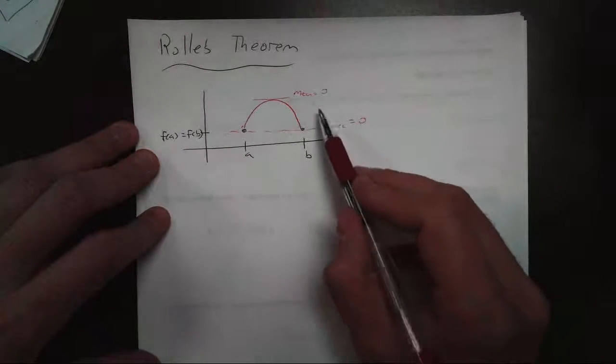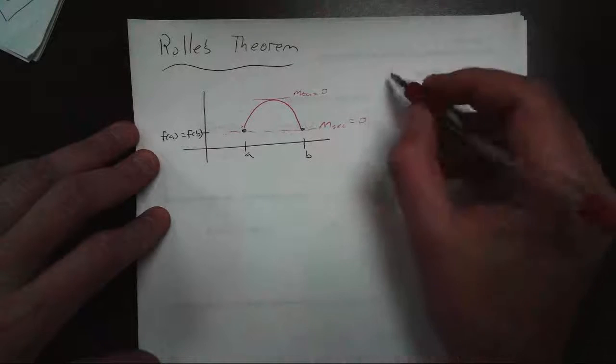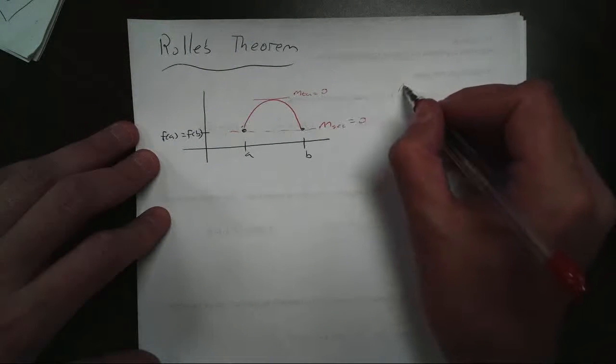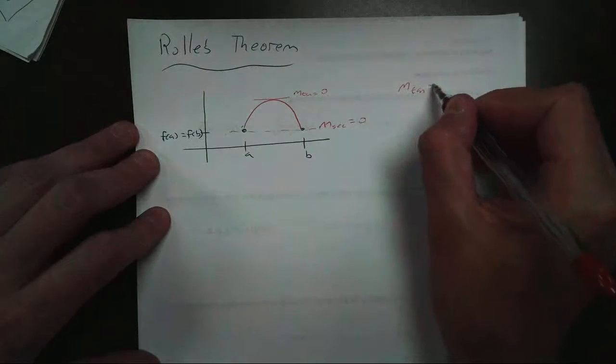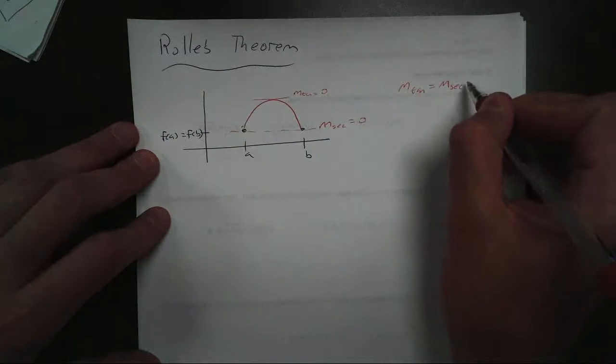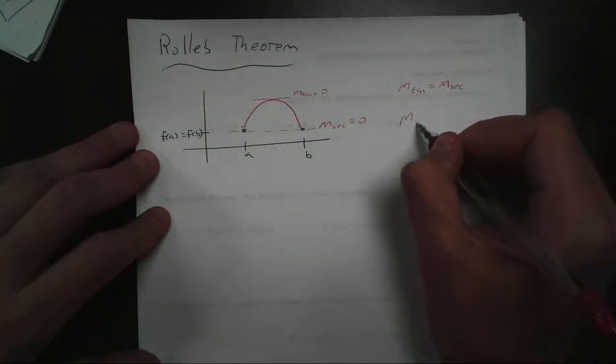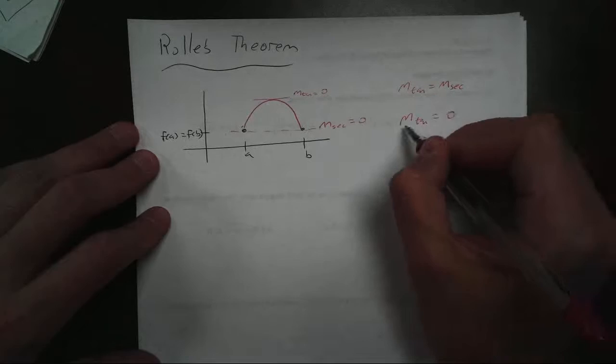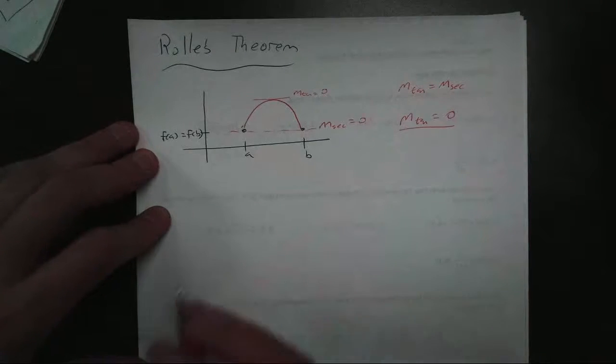And you can kind of see how this is going to be related to MVT, that the slope of the tangent line equals the slope of our secant line. It just so happens for Rolle's, the slope of the tangent line therefore must equal 0, and that's Rolle's theorem.